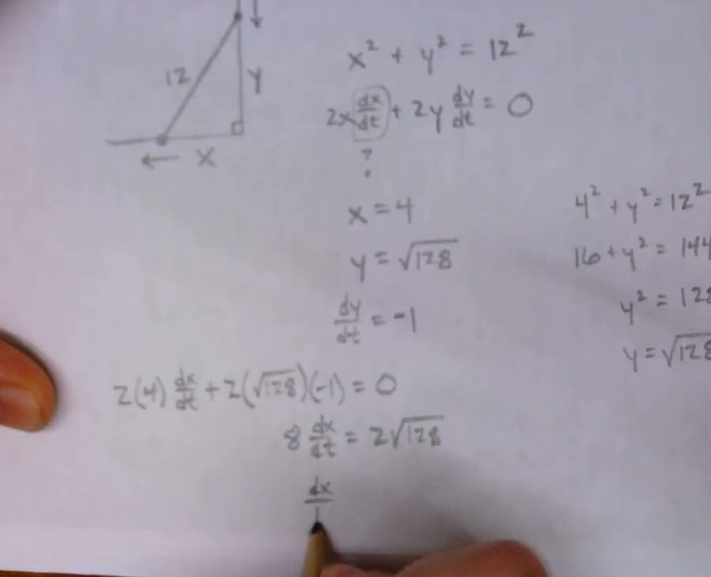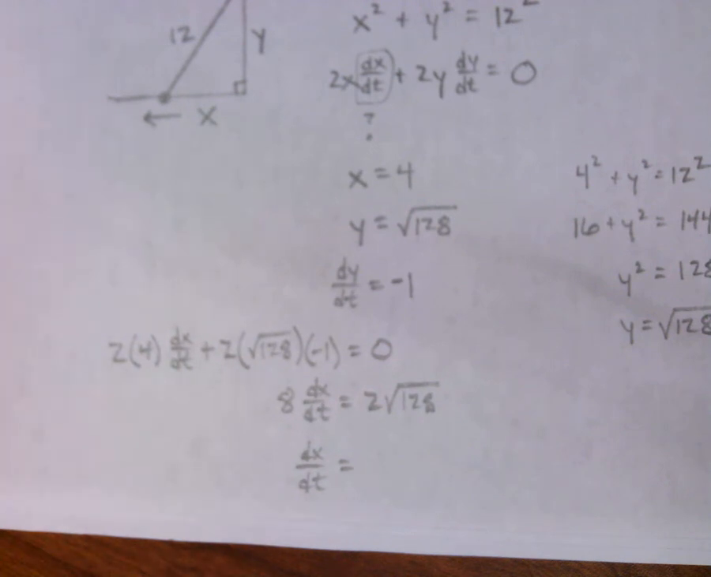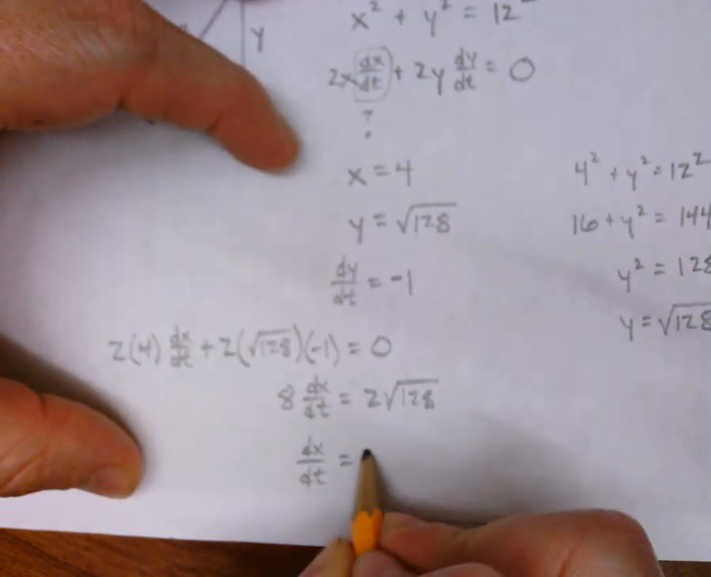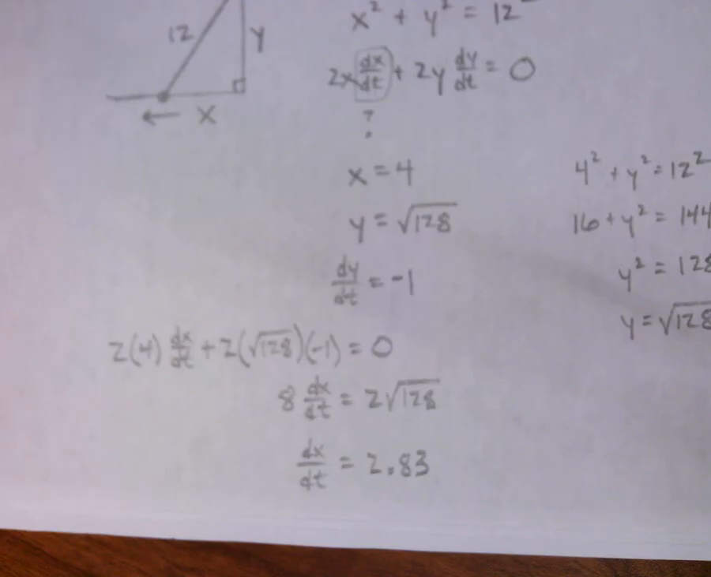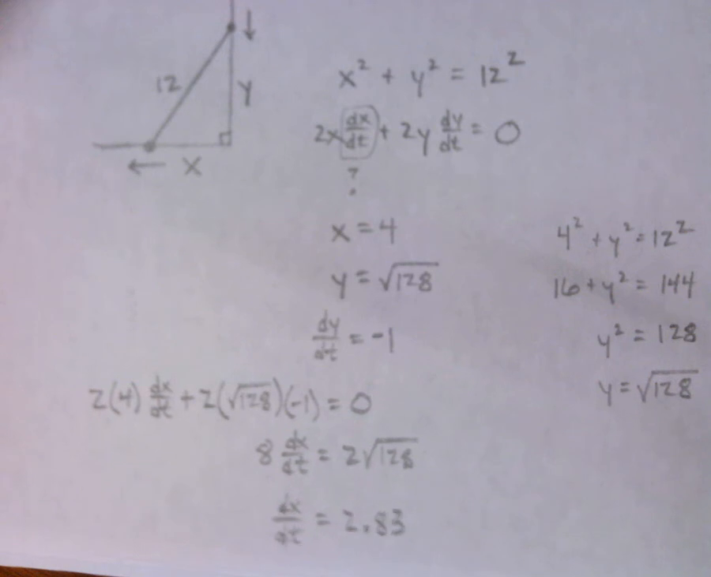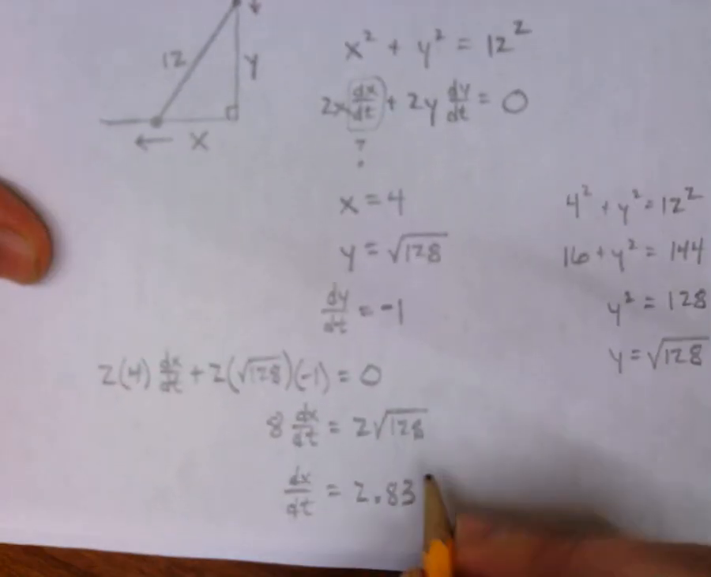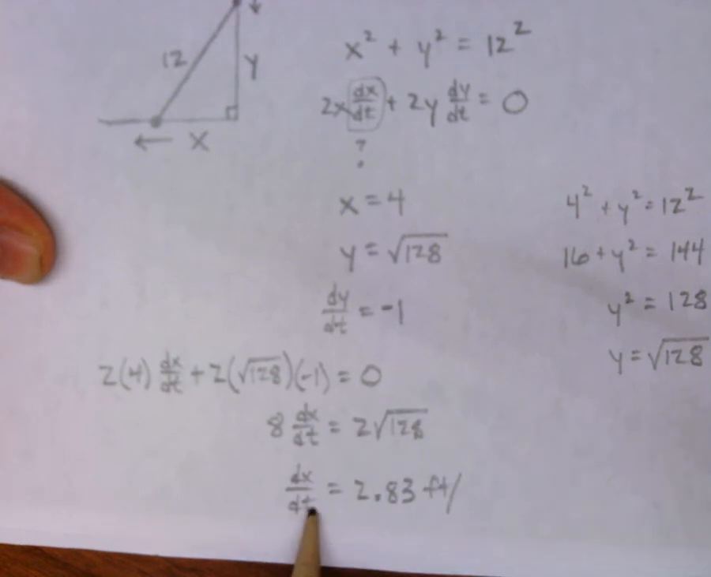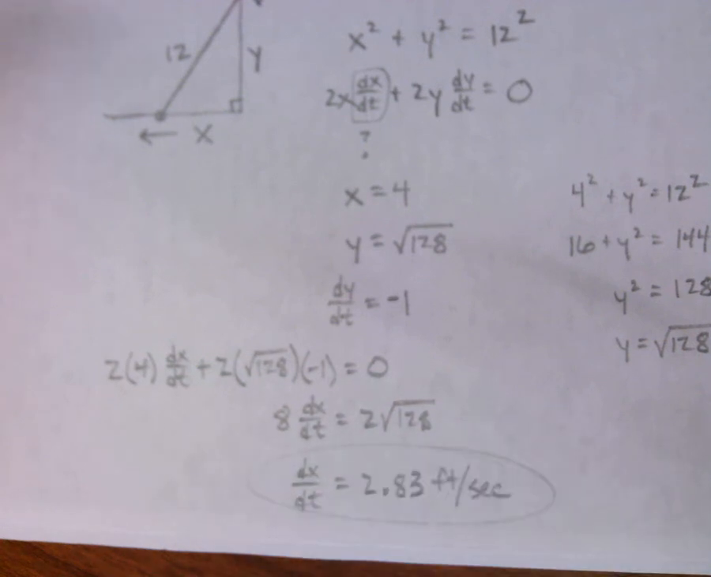And when I divide, let's go ahead and just round this right now. I got 2.83 when I round. And if we pause and think about units, well, what are the units on x? Feet. What are the units of time? Seconds. There we go. 2.83 feet per second at that moment.